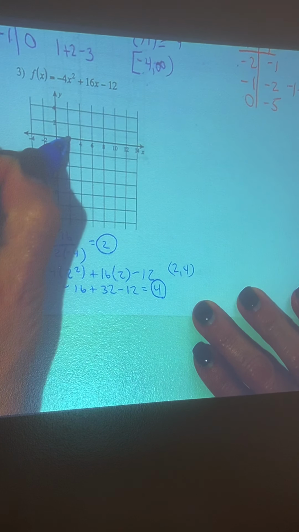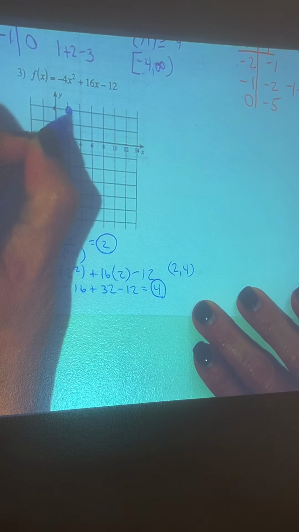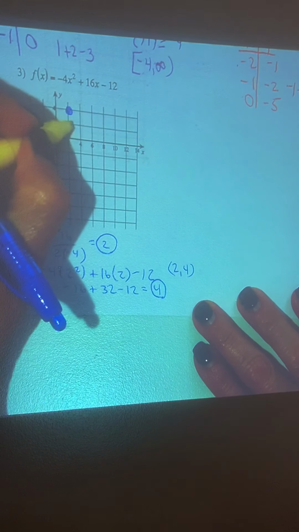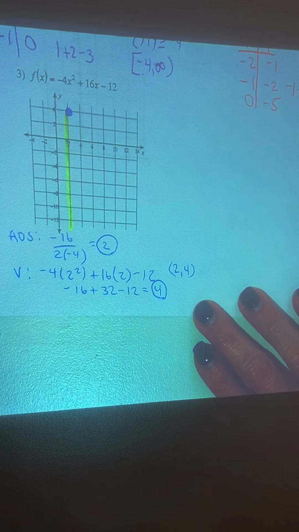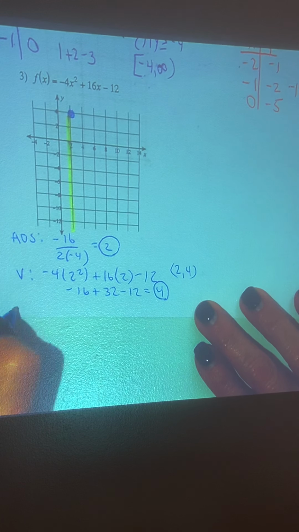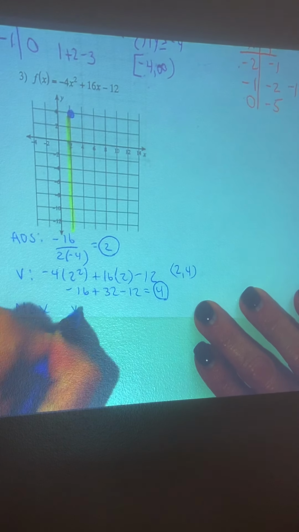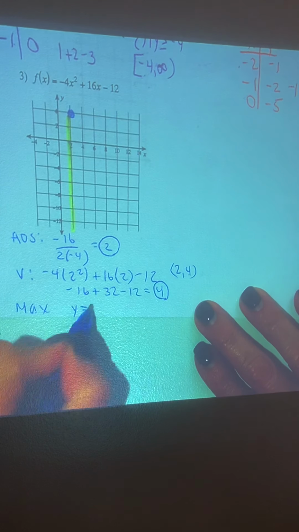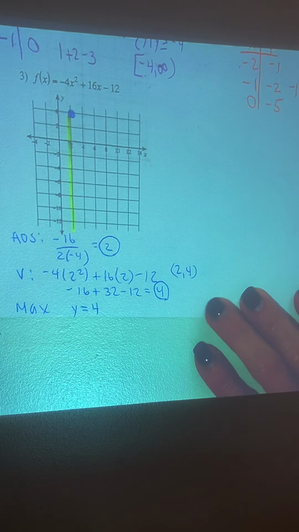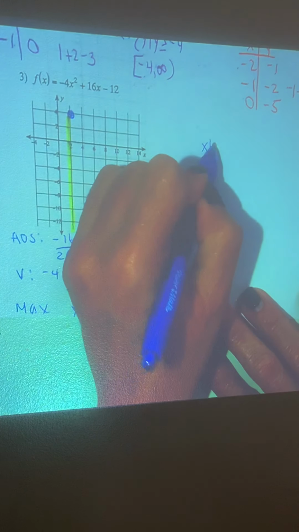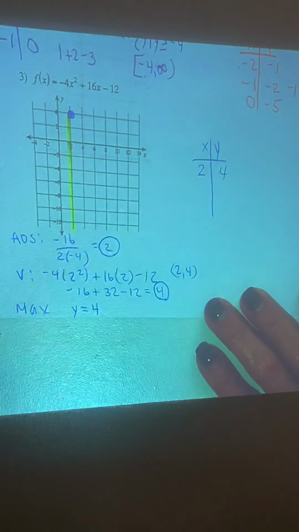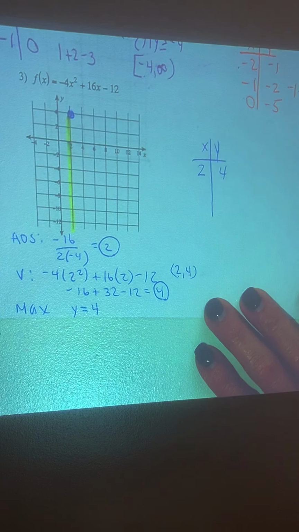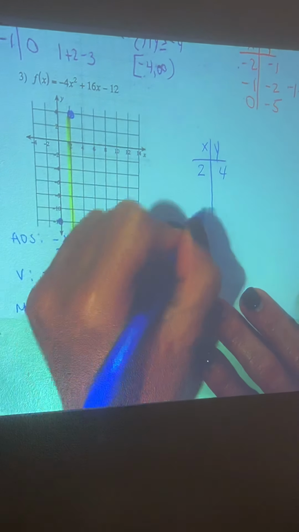Plot it, 2, 4. Here we go. The second I plot it, you highlight the axis of symmetry. All right. And it's going down, so it's a max. And the max value is y equals y by the vertex, 4. All right, next, xy table. 2, 4. That's my vertex. And my y-intercept is 0, -12, which would be right here.